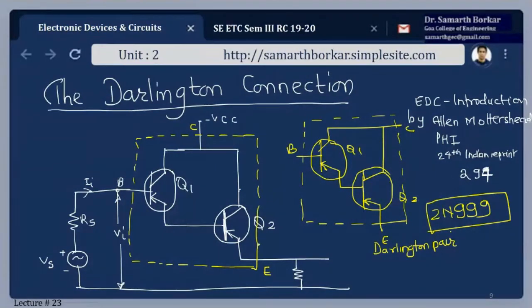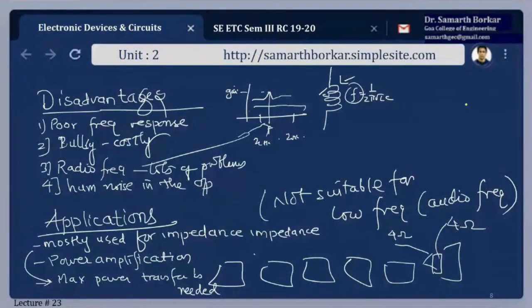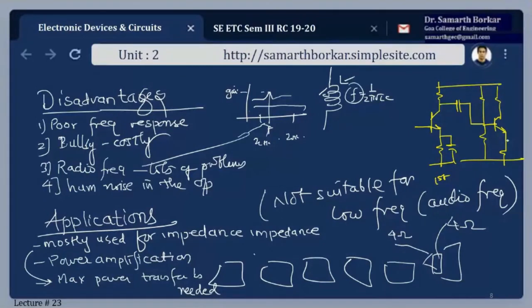Now why do we require this Darlington connection? We observed this in the case of RC coupled amplifiers. In the case of RC coupled amplifiers, the output of the first stage, let us say this is the first stage, is coupled to the input of the second stage. The output of the first stage is coupled via this capacitor as an input to the second stage, meaning the same signal which is generated here will be available at this point.